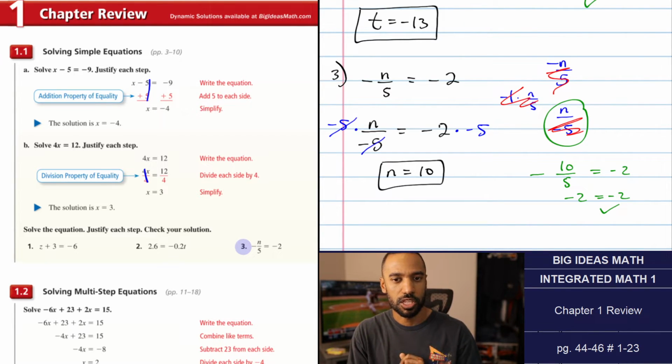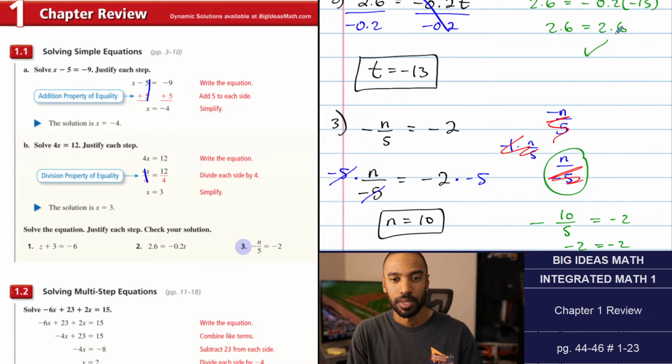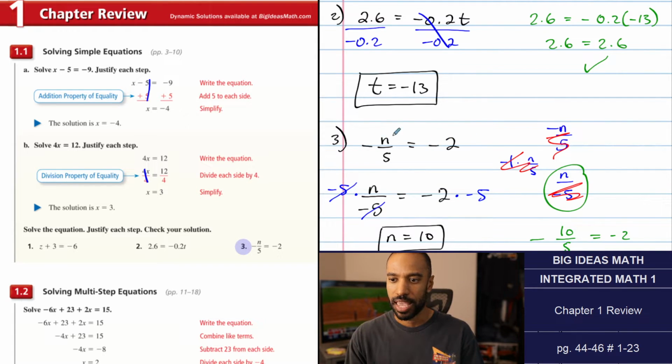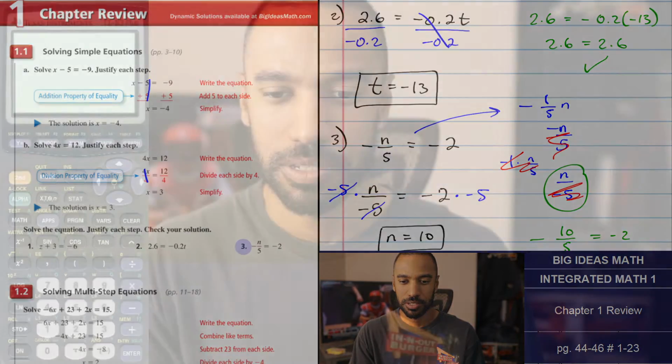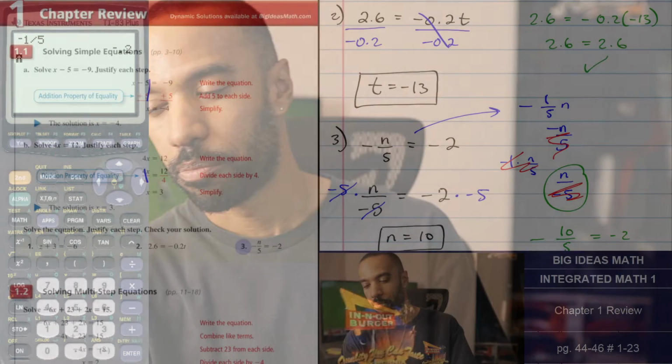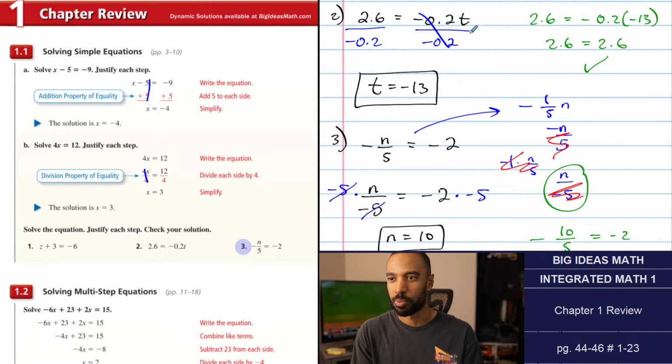Now, Mr. Robinson, you said that this problem is a lot like number 2. It is. Negative n over 5 is also negative 1n over 5, or negative 1/5 n. Dividing by 5 is also multiplying by 1/5. Why does that matter? Did you try 1/5 in your calculator by chance? If you do 1/5 in your calculator, or negative 1 divided by 5, you get negative 0.2. Negative 0.2 is the value that's multiplying by t right here.